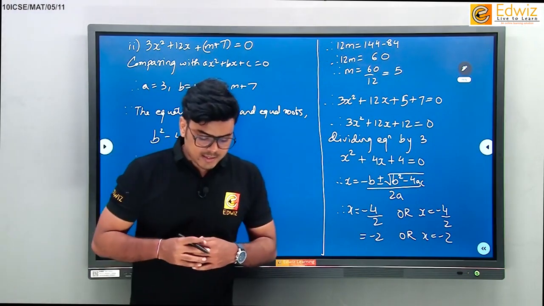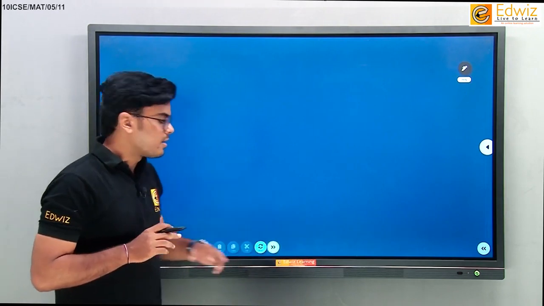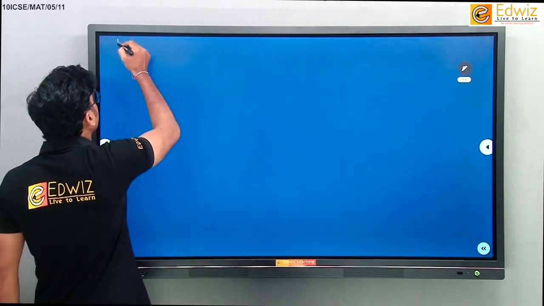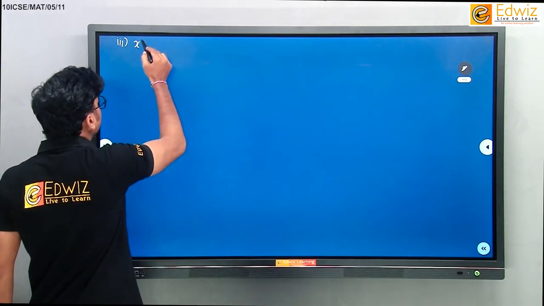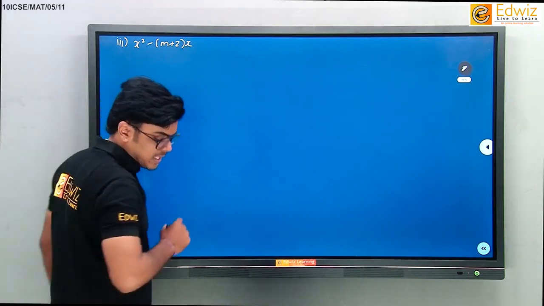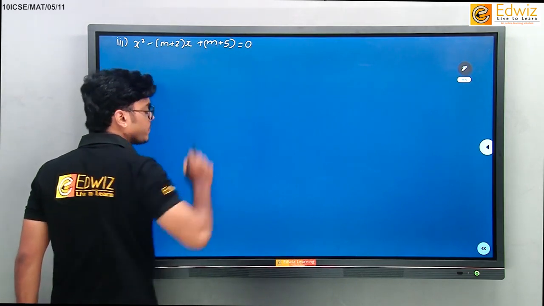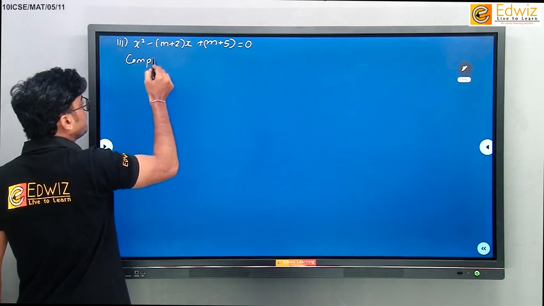Okay, let's go to the third sub question. You have to solve in a similar way, but in the third sub question, we will get two values of m. How come? Let us see. The equation is x square minus (m plus 2) into x plus (m plus 5) equal to 0. Okay, let us do the same thing. Compare with the standard form.